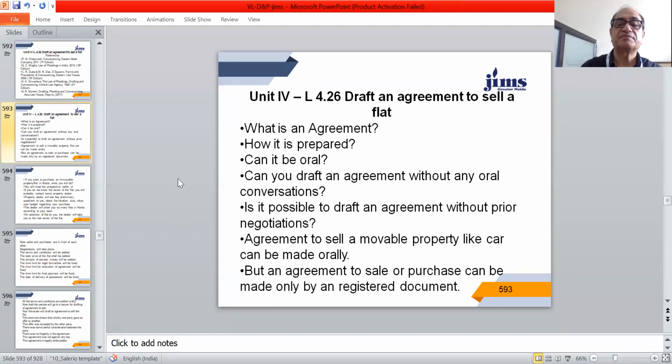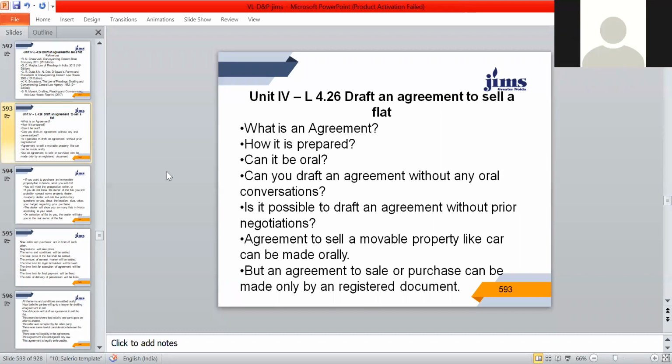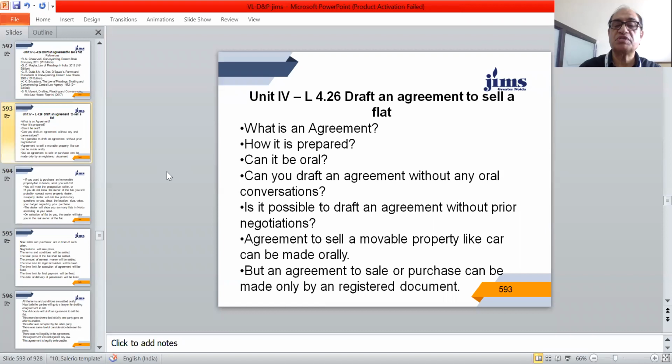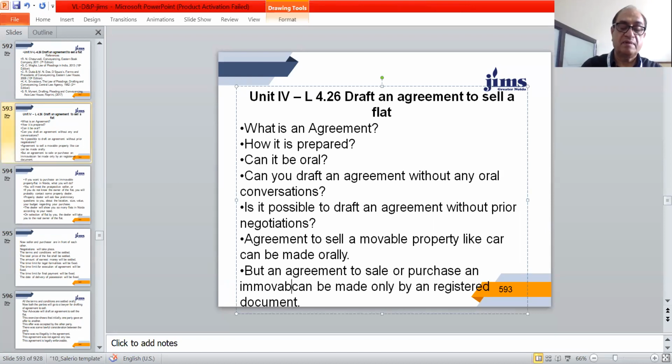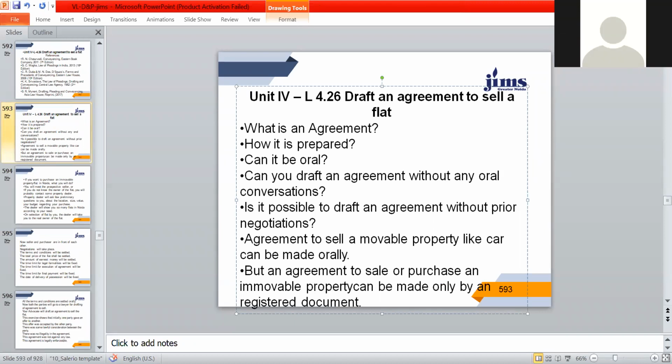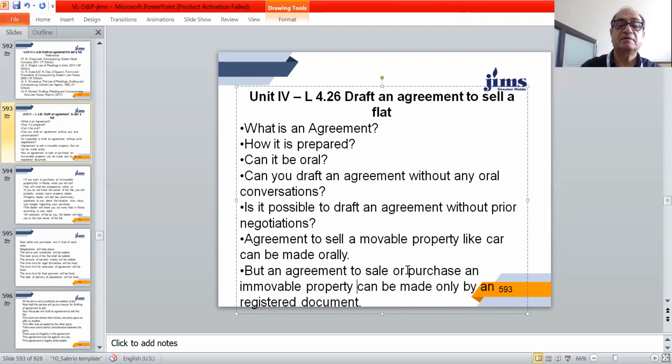like your car can be made orally without any written or registered instrument, but an agreement to sell or purchase an immovable property can be made only by a registered instrument, because the law says that any agreement to sell or even a sale deed can be made only by a registered document.